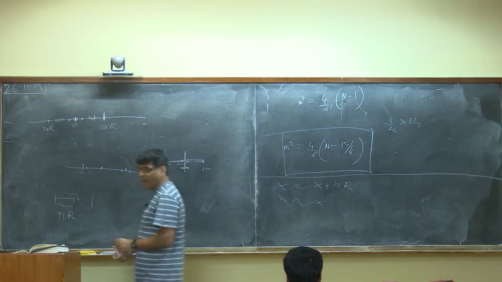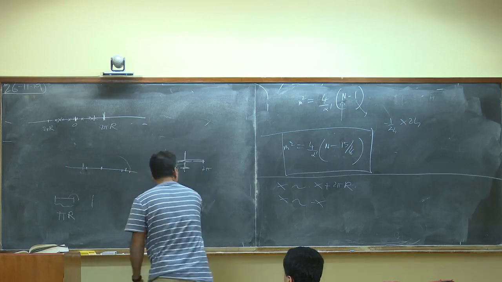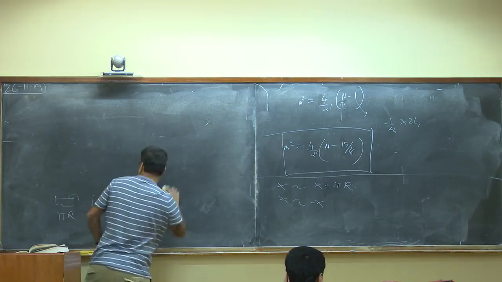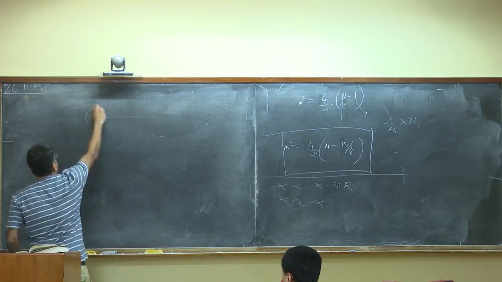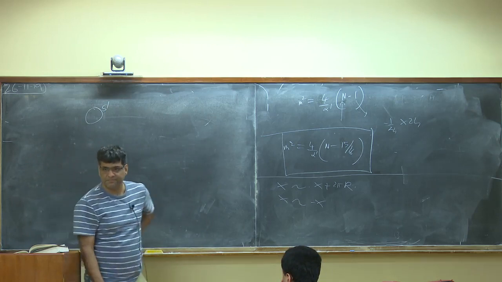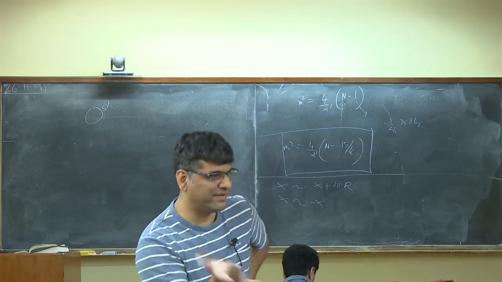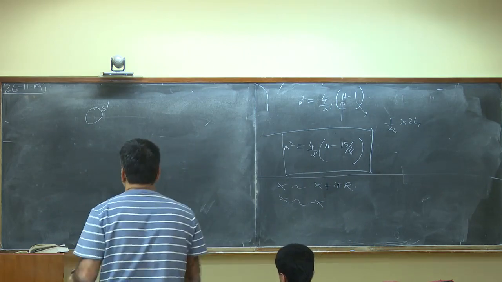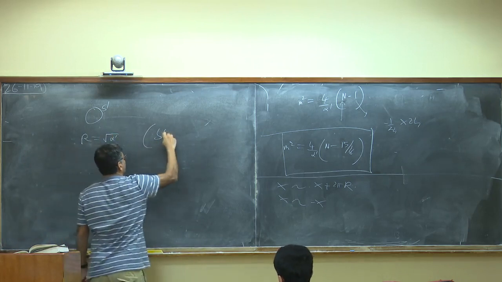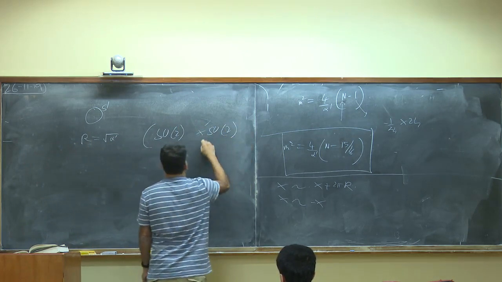Now, there is one last thing I wanted to say about these S1 mod Z2 orbifolds. Let us remember that when we studied pure S1 circle compactifications, we had this nice self-dual radius around which there was enhanced SU2 gauge invariance. So we had R equal to square root alpha prime, around which we had SU2 times SU2 gauge invariance.